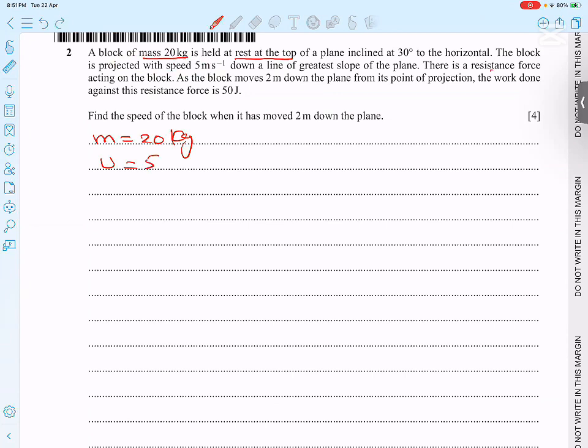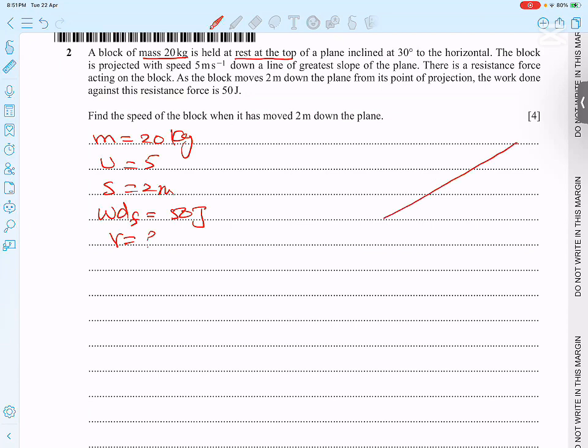And there's a friction resistance force acting, okay. And the block moves 2 meters downwards. So the distance traveled is 2 meters downwards. And the work done against friction is 50 joules. This part is clear. And we need to find out the speed of the block when it moves down. So the last velocity we need to find.